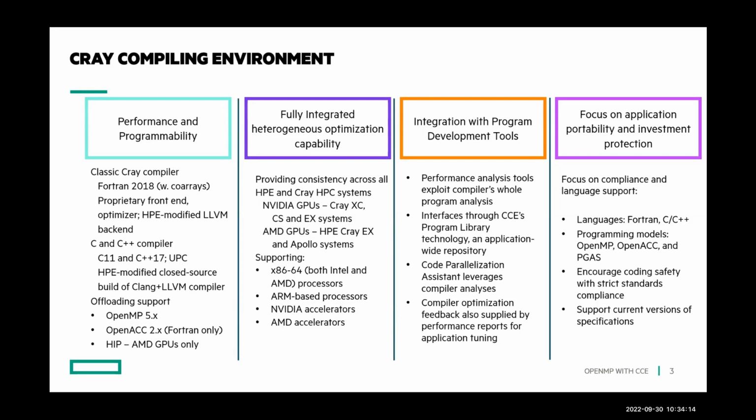CCE also supports integration with program development tools. We have our perf tool suite, which provides performance analysis. This can be used both to visualize performance data. It can also provide feedback to users to help guide tuning of their applications, including parallelizing their applications. So we have a tool that we call Reveal, or the Code Parallelization Assistant, which specifically for OpenMP can take performance data and combine that with static analysis of your whole program and provide guidance on how to use OpenMP to parallelize your code.